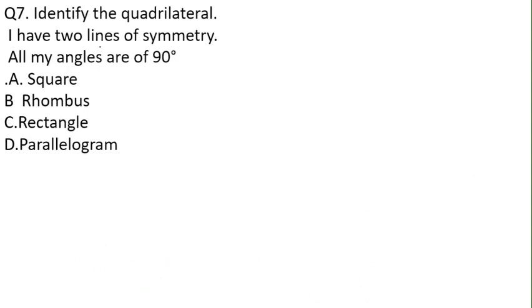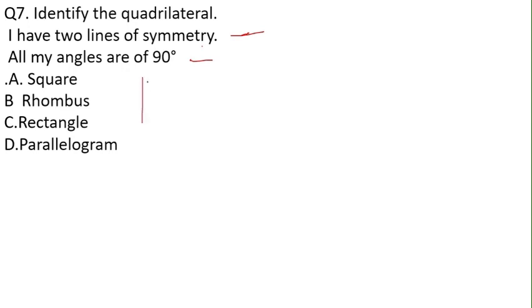They are asking us to identify the quadrilateral, a question out of geometry. They have given us a property. The first property is I have two lines of symmetry and all my angles are 90 degrees. So these are the two properties. Based upon these two properties, you have to find which of the following is the given quadrilateral. So if we see the first option, that is square.